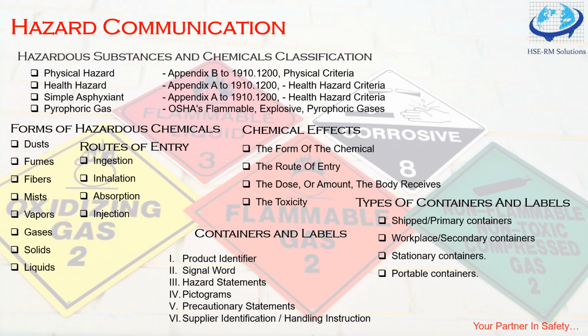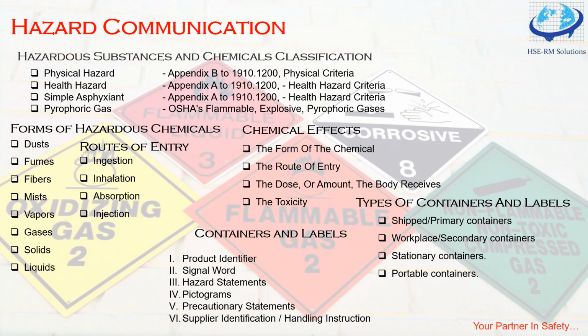So when you list it down, you can search Appendix B of 1910.1200, physical criteria. So you'll get how physically you can categorize the chemicals with the physical hazard. So what are the chemicals that come under physical hazard and what are the categories? The second criteria is health hazard.